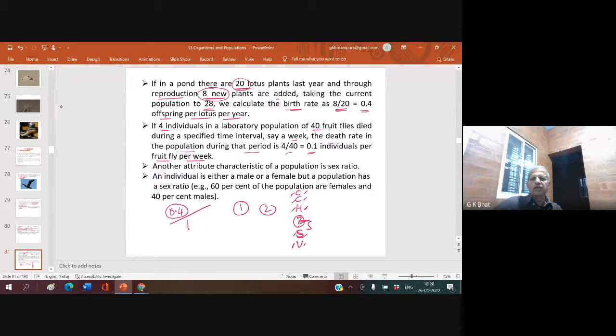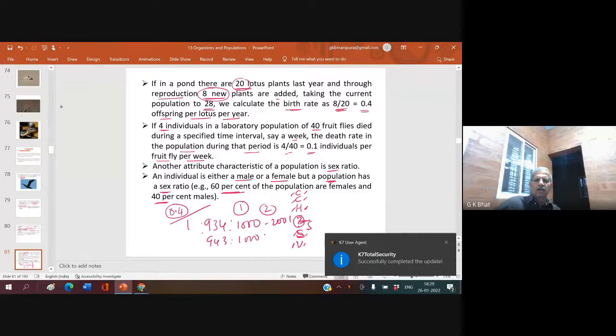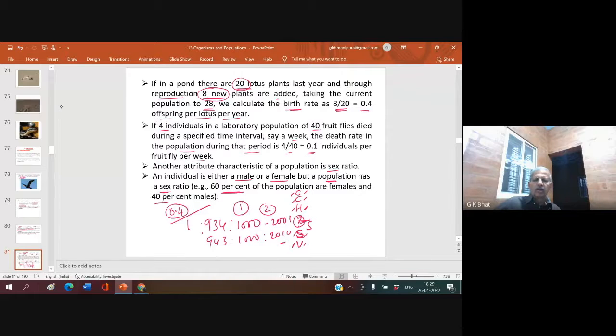Another attribute characteristic of a population is sex ratio. An individual is either a male or a female, but a population has a sex ratio, always represented as this much percentage of male and this much percentage of female. We always say population, not a total number. Whenever we mention a population, we say for this much of male, we have this much of female. I have already told you there were 934 females for 1000 males in the 2001 census, and 943 females for 1000 males in the 2010 census, and now we learned that it has come much nearer to equal in the 2020-22 population census. It is yet to be done.